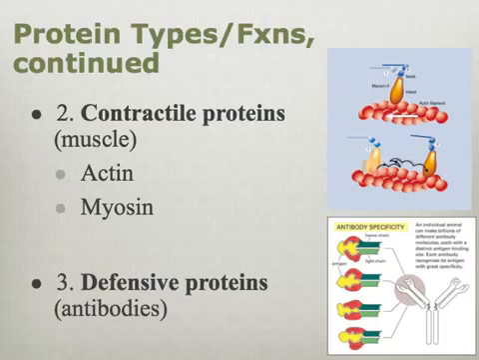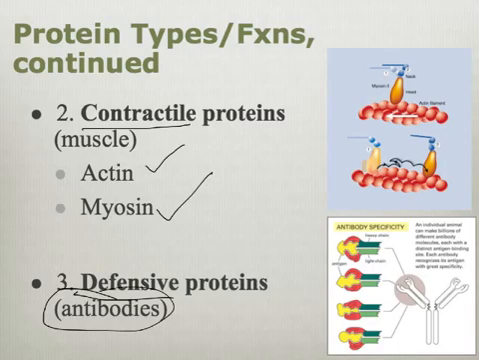So a second function of proteins, kind of the one you probably think of all the time when you think of protein, is contractile. It allows your muscles to contract and flex, okay? And the two main proteins that do this are actin and myosin. We have defensive proteins, proteins that attack foreign things in your body, so things like antibodies. And so if you get a bacterial infection or a viral infection, you have certain proteins that go and try to kill those foreign invaders.